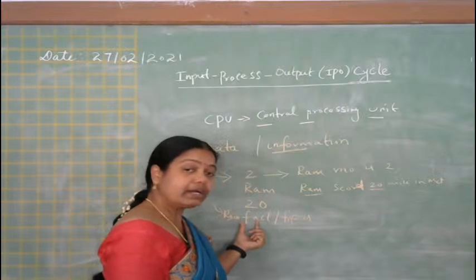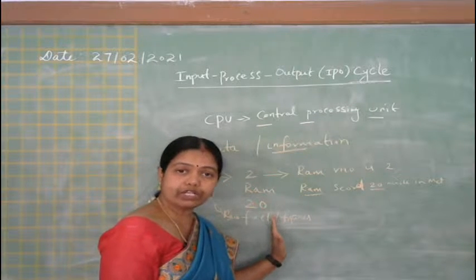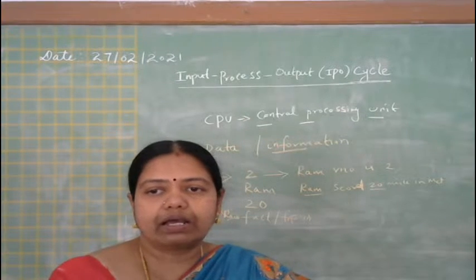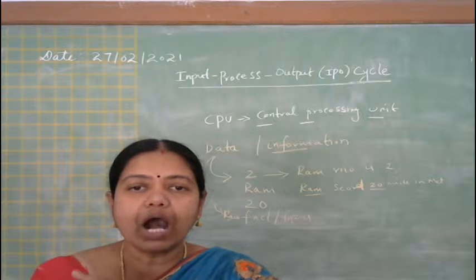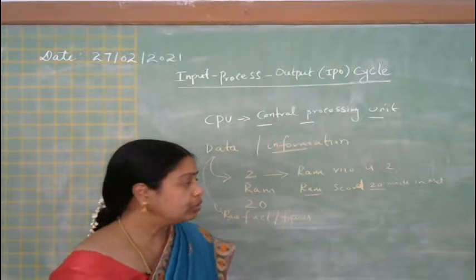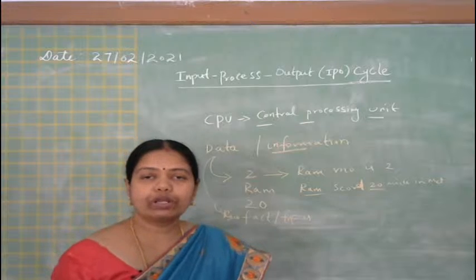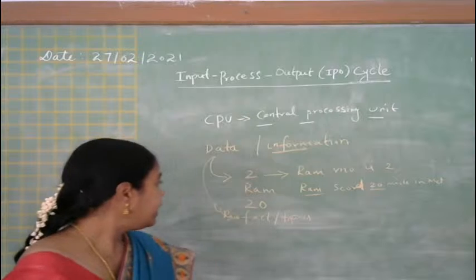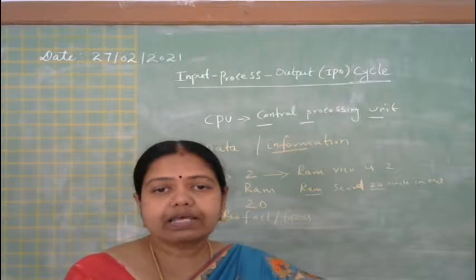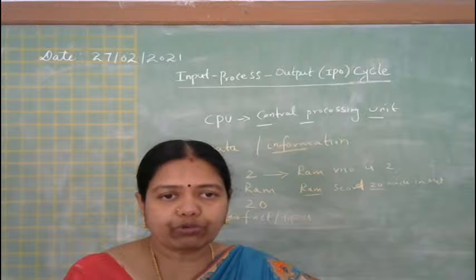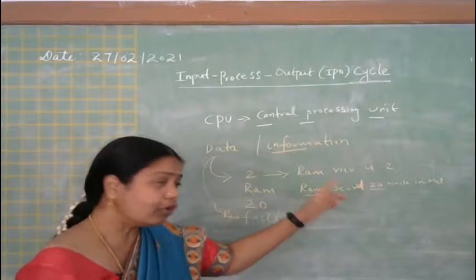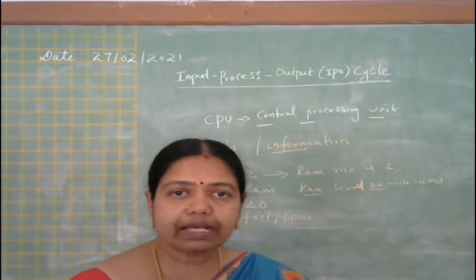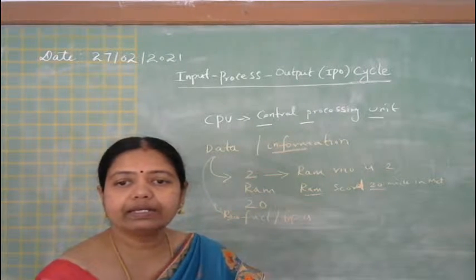Now the raw data or the raw fact is converted into information. That is the processed data, and that processed data is called the output. So now the output we are getting: Ram's roll number is 2, or Ram scored 20 in mathematics, or Ram's age is 20. Like that, some meaningful information we can provide. So that is called the output. Clear, children? So now this is the process of the IPO cycle in the computer.